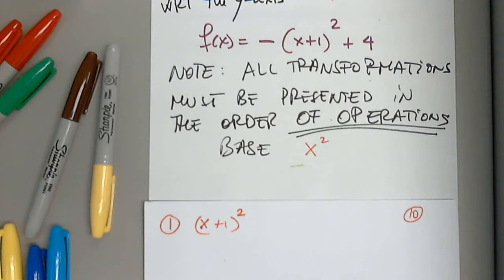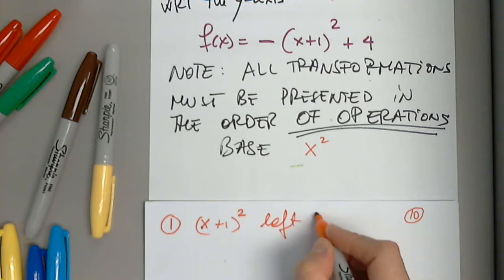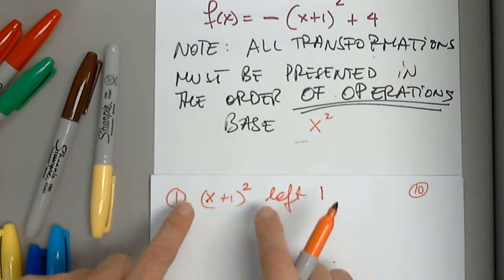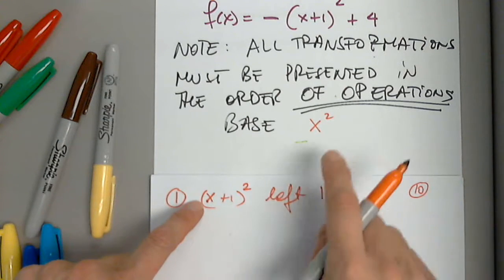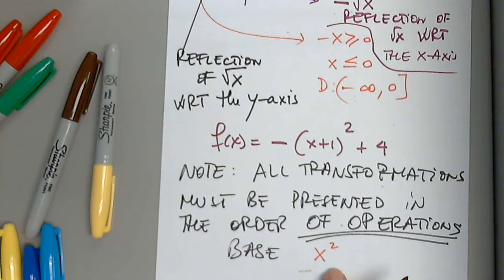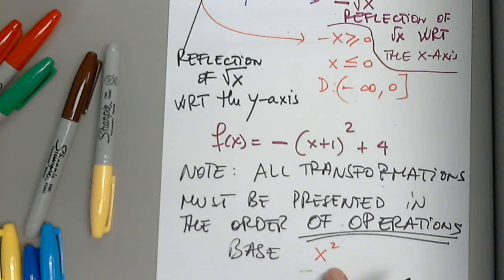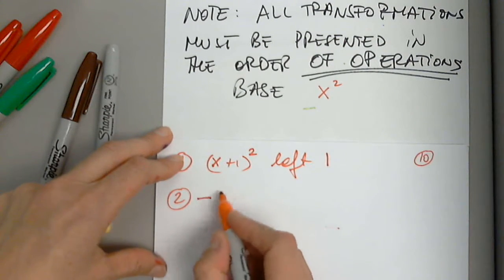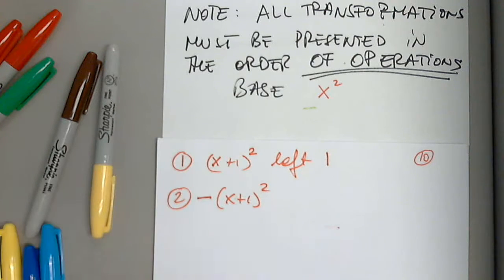So the first transformation is this. I'm changing x into x plus 1. Where does this graph go? To the left. How many? Exactly. Very good. So this is left 1. Number 2 is a transformation on number 1, not on the base function. So let's take a look. What did we say the second step would be? Exactly. So on this, negative (x plus 1) squared.